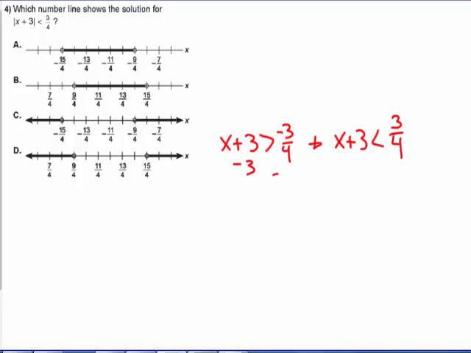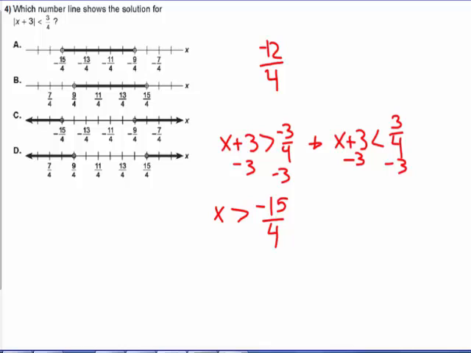So subtract 3 from both sides. And if we're thinking about subtracting 3, 3 is actually 12/4. So negative 3/4 minus 12/4 is negative 15/4. So that's actually enough again to get our answer, but we'll keep working this out.